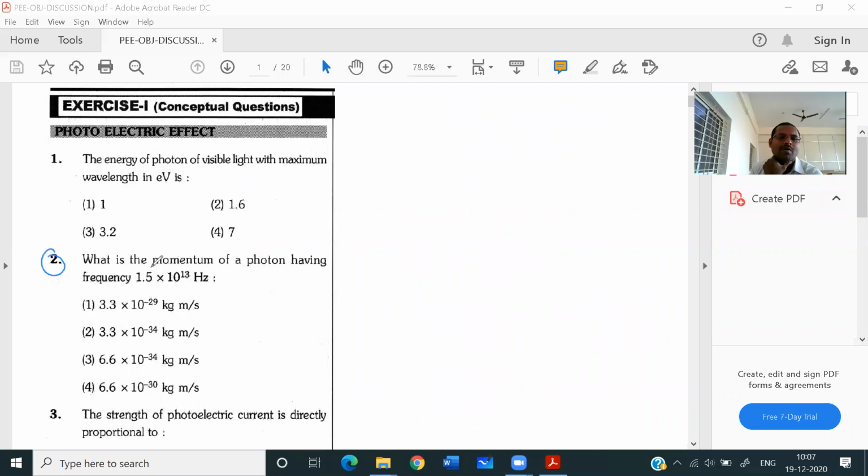What is the momentum of a photon having frequency 1.5 into 10 to the power of 13 hertz? They have given the frequency. Now by using this frequency, you need to find the momentum of the photon. Do you know the momentum of photon formula? P is equal to h by lambda. Clear? We know lambda, but they have given frequency. Then how to do this?